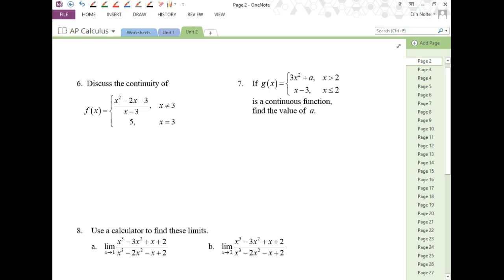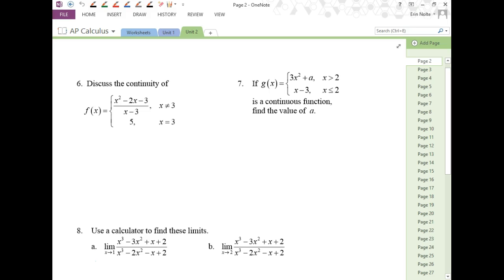In order to discuss continuity, we need to talk about each of the pieces when we have a piecewise function. So if we start on the top piece, is there any type of discontinuity? How did you know there was a hole? Did you put 3 into the top 2 and say, oh, it's 0 over 0? Okay, absolutely, that is perfect.